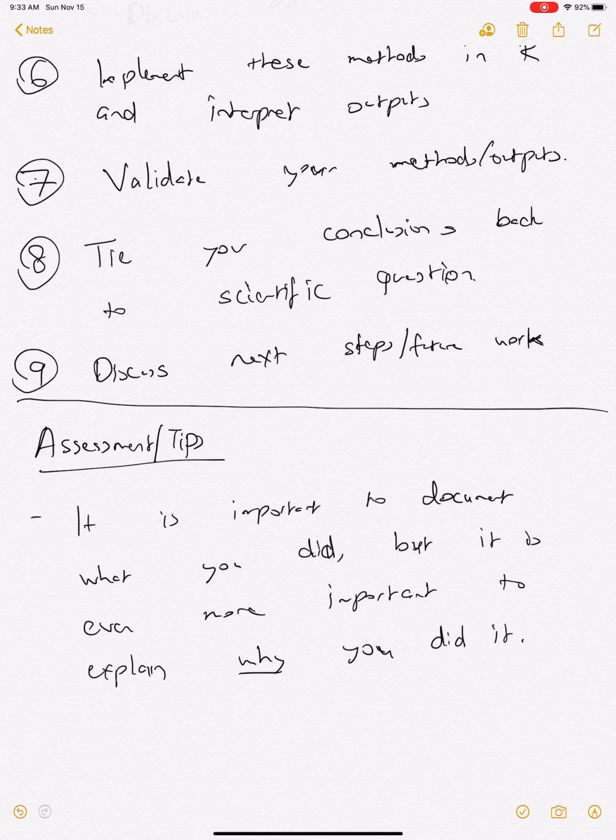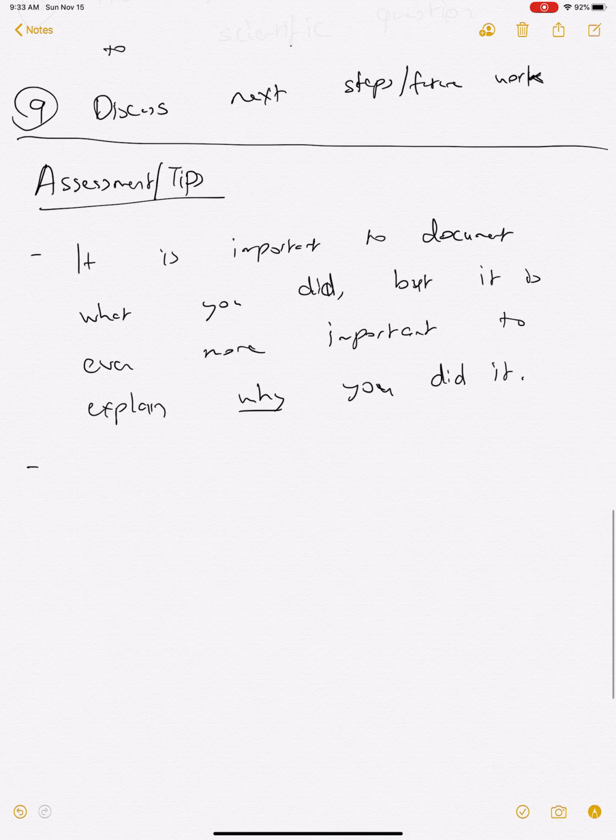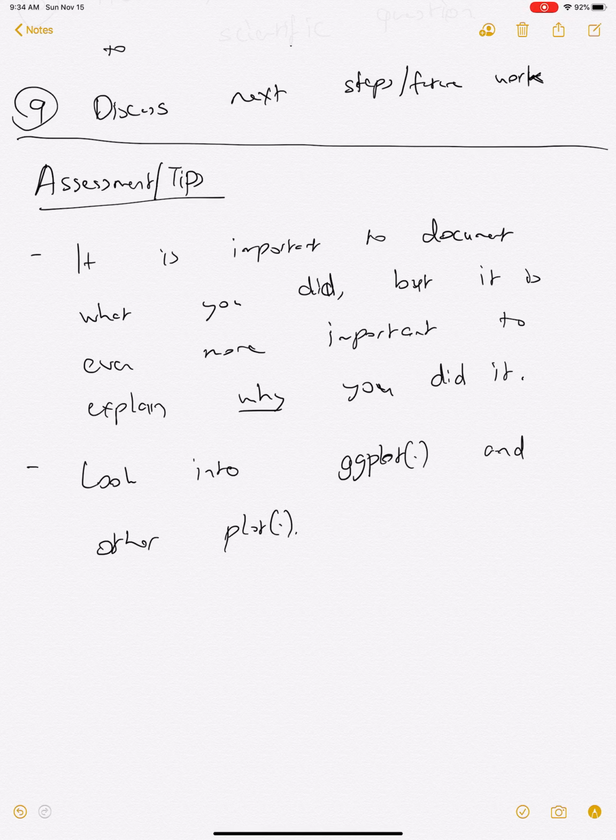And the other thing that's really important is clarity and precision of the presentation. So finding really good ways to visualize your results and visualize the data is really important. I just wanted to point out that you can look into ggplot and other plot functions in R. If you can present clear ways to visualize things, that's really, really important.